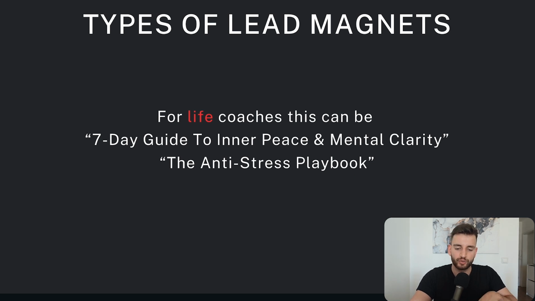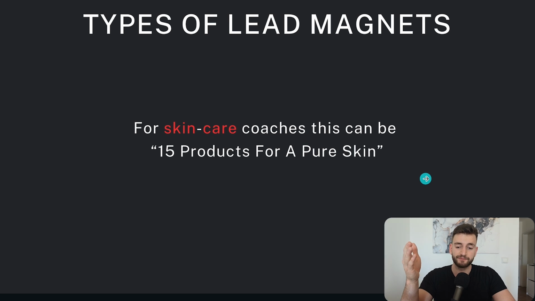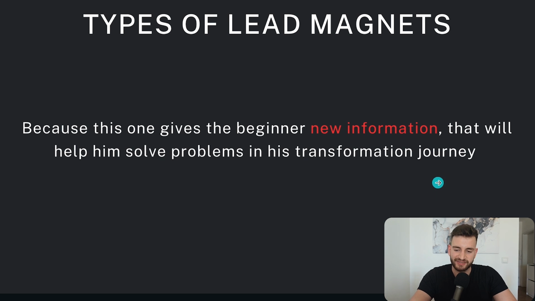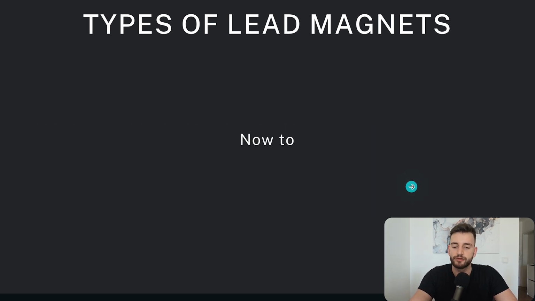so you understand what works in particular niches. So yeah, for skincare coaches, this can be 15 products for a pure skin, in a beautiful PDF designed with Canva or something, with all of those products listed. That's also a very good lead magnet. And this already is a way better form of a lead magnet, guys, because this one gives the beginner new information that will help him solve problems in his transformation journey. So he will receive new information.